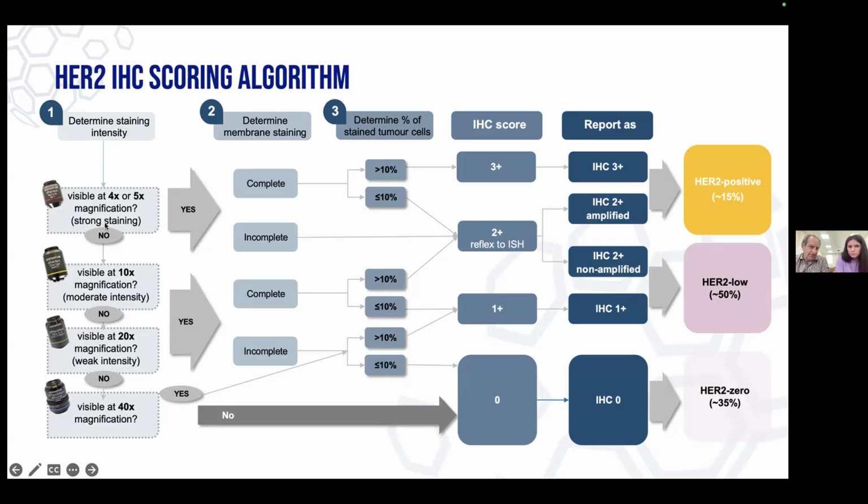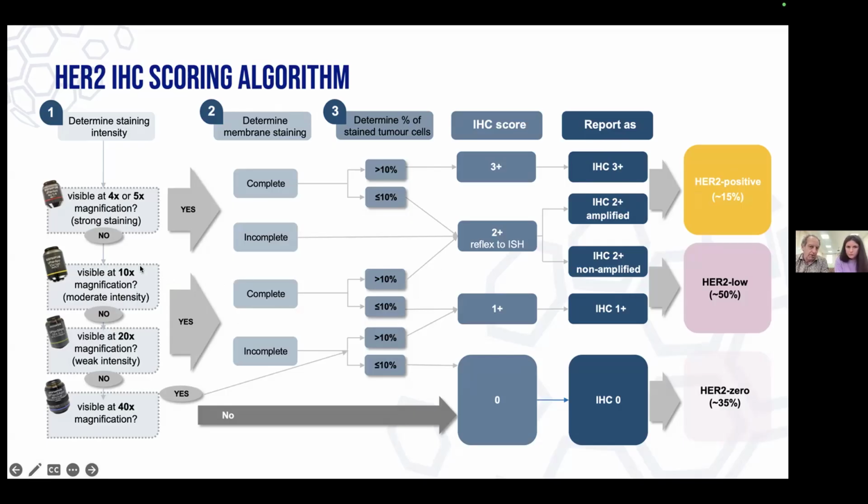Bear in mind that although we say look at times 4 or times 5 for strong staining, there will also be cells that express weak or moderate staining. Usually there is a spectrum of staining intensity. If I don't see anything at times 4 or 5, I go to times 10, and if I see something there, that defines moderate staining intensity. At this point, HER2 positive is no longer possible except through ISH.